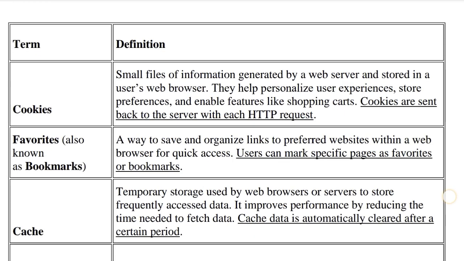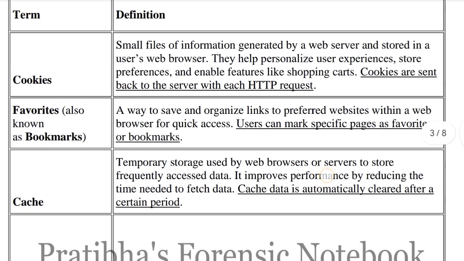Okay, so now let's understand what cookies are. Cookies are small files of information gathered by the web browser, and these are stored in the user's web browser, and they help to personalize the user experience, store preferences, etc. So whenever you like something, it will again and again show you cookies for this thing. Then favorites or bookmarks. Basically these are saved links to specific web pages that users can easily access later.